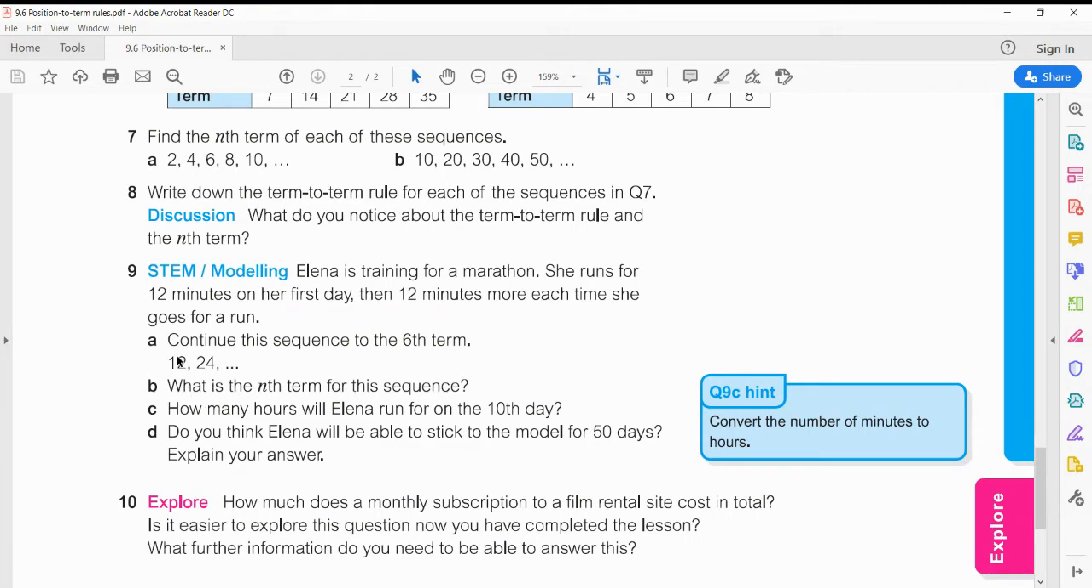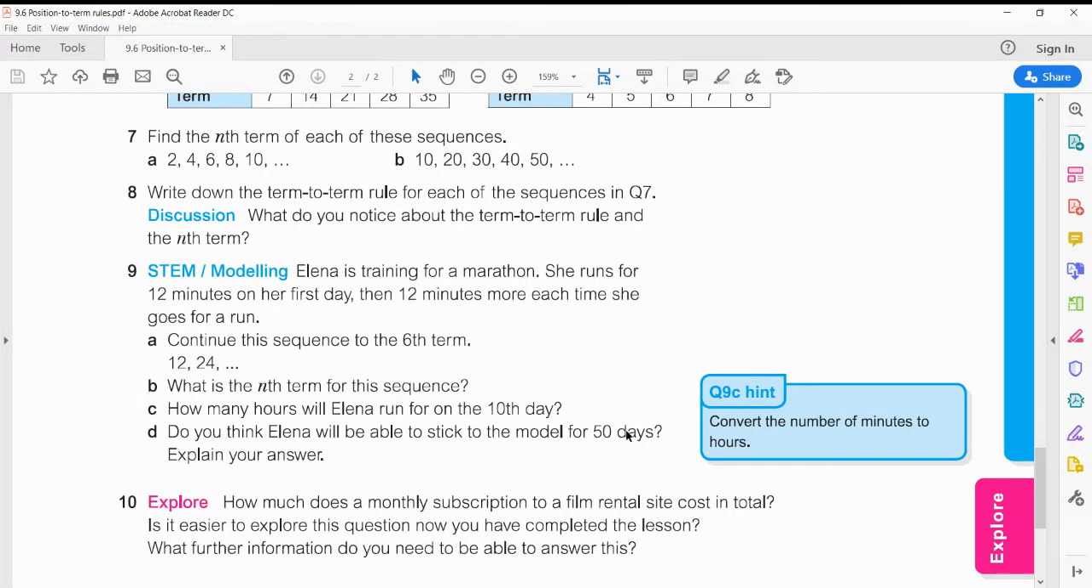What's the nth term of the sequence? Well, it's just a 12 times table. So it's going up in 12s. Remember that connection. The term to term rule is plus 12. The position to term rule is 12n. How many hours will she run on the 10th day? Well, that means using that nth term, 12 times whatever the position is, so 12 times 10, 120.